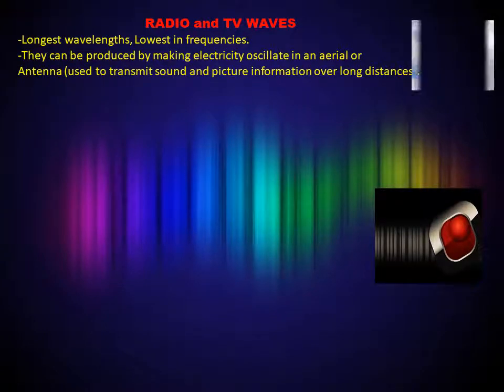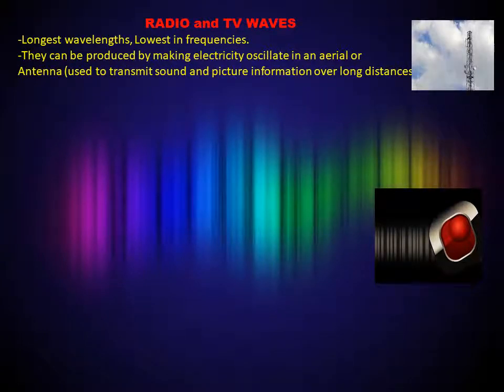Next, radio and TV waves. This is the longest wavelength, lowest in frequencies. They can be produced by making electricity oscillate in an aerial or a part of an antenna, wherein an antenna is used to transmit sound and picture information over long distances. So that is the example, the antenna. Is that an antenna? Satellite.